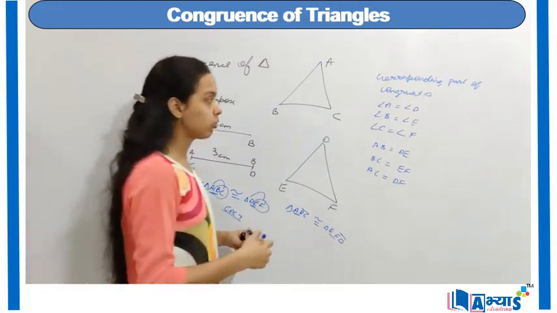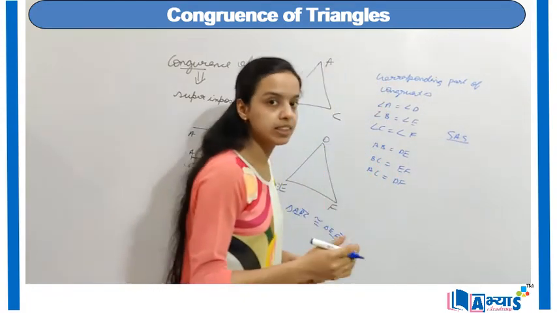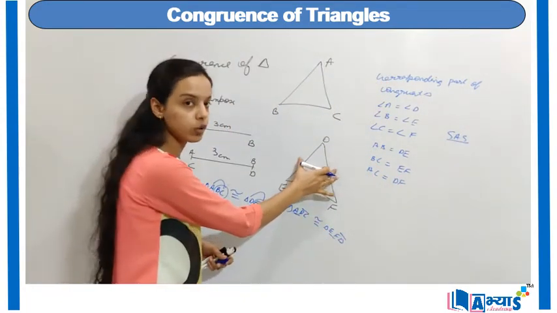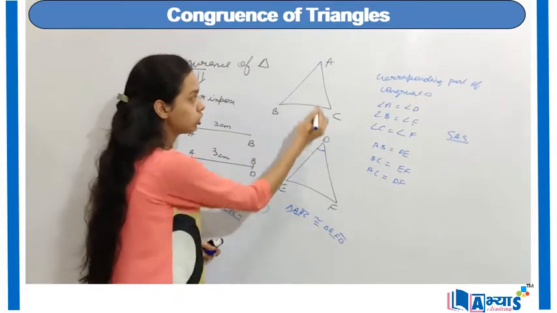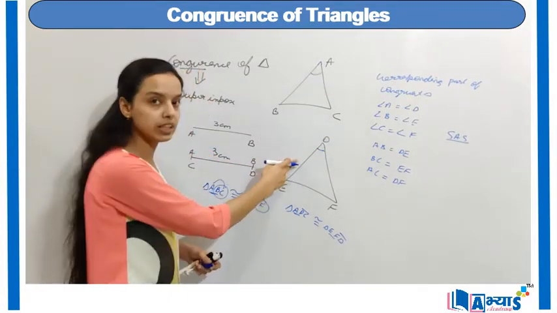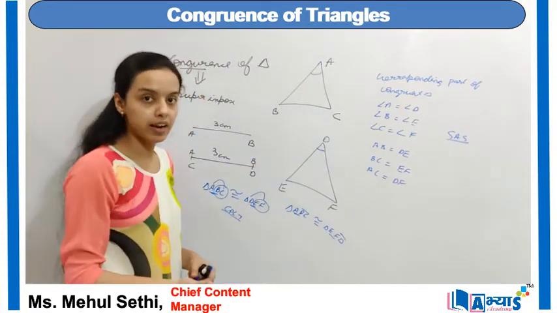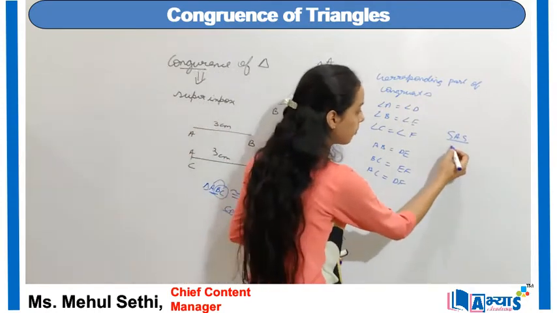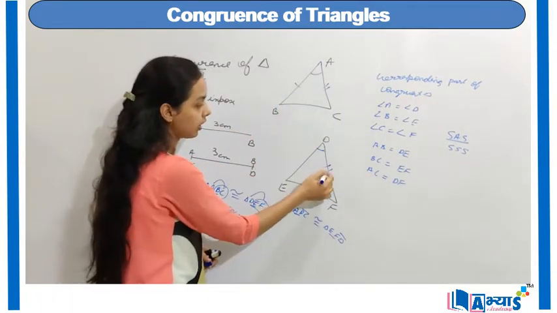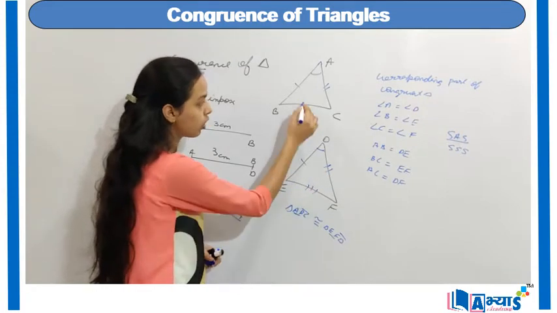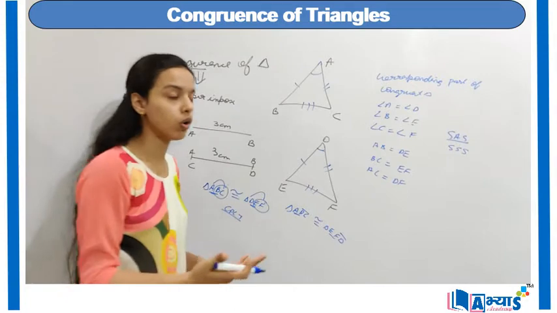Now other theorems to prove congruent figures: the first of them is SAS. That means when two sides are equal and the angle between the two sides is also equal in both triangles. So AB is equal to DE, AC is equal to DF, and angle A is equal to angle D. The second is SSS. When three sides are equal to all three sides of the other triangle, then those two triangles are said to be congruent.